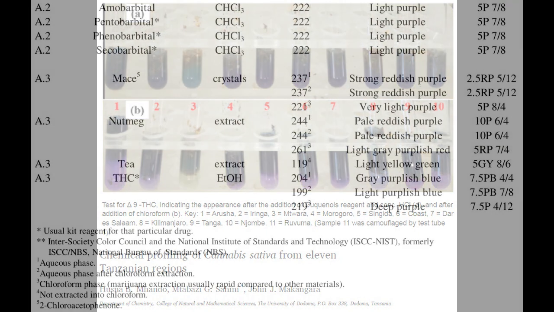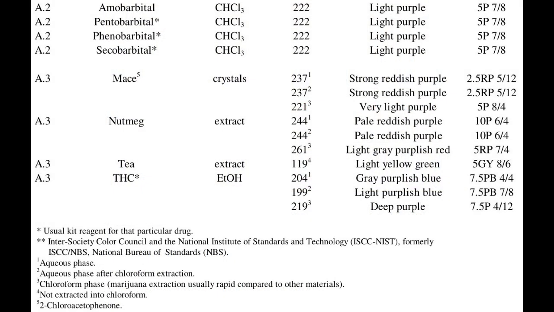The document we are reviewing also gives us results for mace, nutmeg, and tea. How that looks like cannabis is beyond me, but whatever. What kind of dipshit buys fucking tea thinking it's weed?